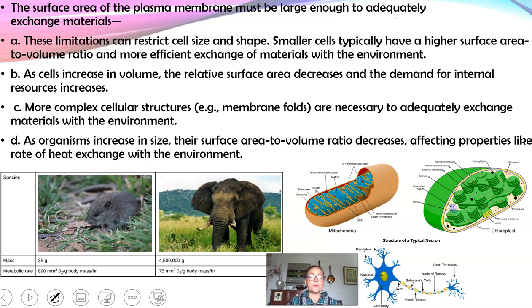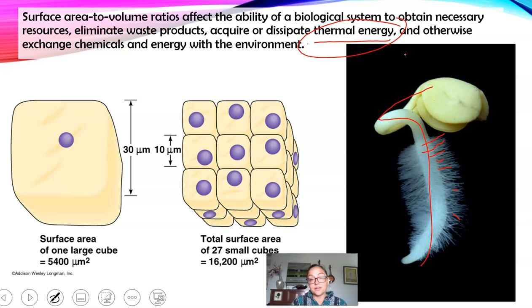Okay, and so other key points about surface area to volume ratios. Now I'm just reading this basically. Smaller cells typically have a higher surface area to volume ratio.